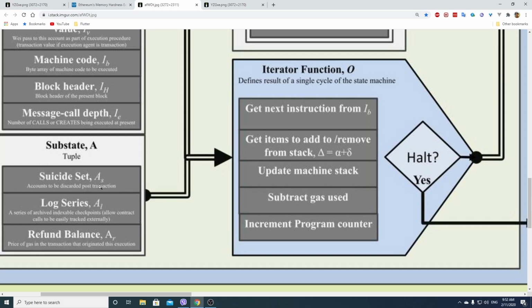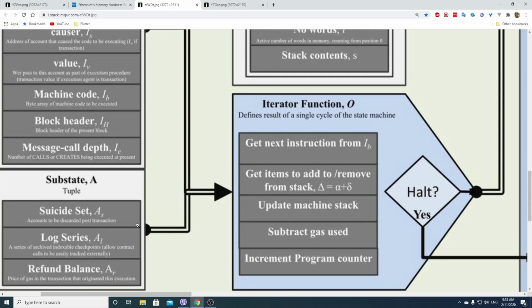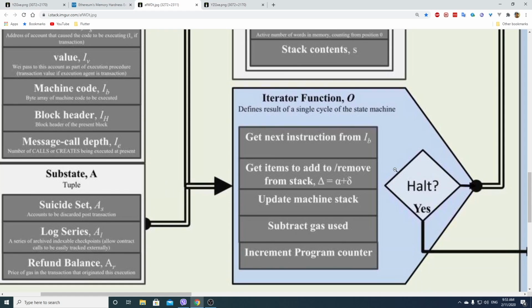So the suicide set. If in the transaction you have commit suicide, that means destroy yourself, self-destruct. If the transaction succeeds, then all these guys will be destroyed, right? And these guys are the log records that are created. If the transaction succeeds, you will emit them. And then refund balance, price of gas, the transaction. Yeah, so this is just the values, right? And you keep that because as this program executes, these sets will change, but it will only be committed if the transaction succeeds.